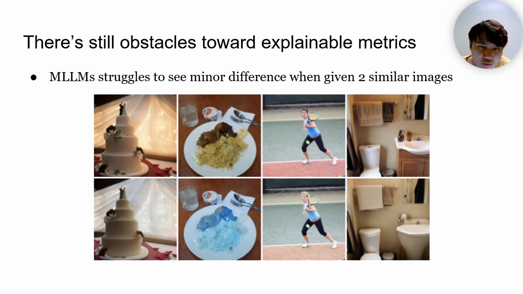So I really wish that we can simply start using VIEScore now, but there are still obstacles for us to deploy explainable metrics at the current state. One big issue is that we found that MLLMs often struggle to see the minor differences in two similar images, as MLLMs tend to understand the images at the structure level but not in enough detail. There is still room to improve.